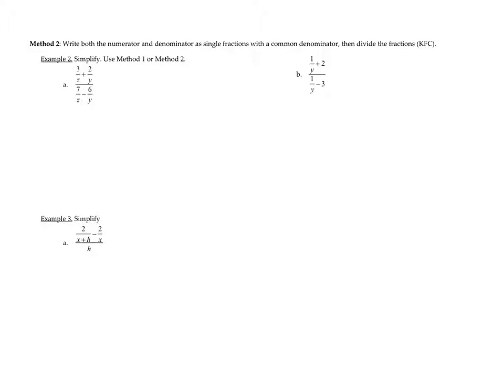I'm going to show you another method now for simplifying complex rationals. It's called Method 2. Method 2 is to write both the numerator and denominator as single fractions with a common denominator and then divide the fractions. And I put keep, flip, change there so you could remember how to divide fractions. I'm going to show you this method on at least one of these problems, and then I'll let you decide if you like Method 1 or Method 2 better.